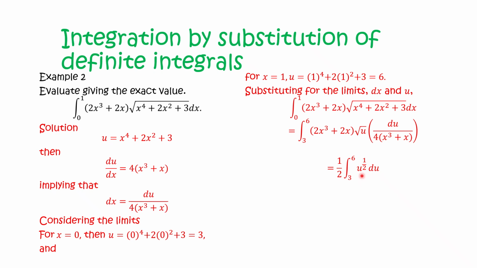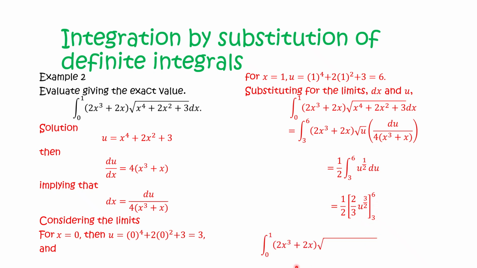And I'm sure we can see where we got the half from. That came from the laws of indices, for we know that the square root of u is the same as u to the half. Now with that, we are going to have a half times 2 over 3 times u to the power 3 over 2 with the limits 3 to 6.